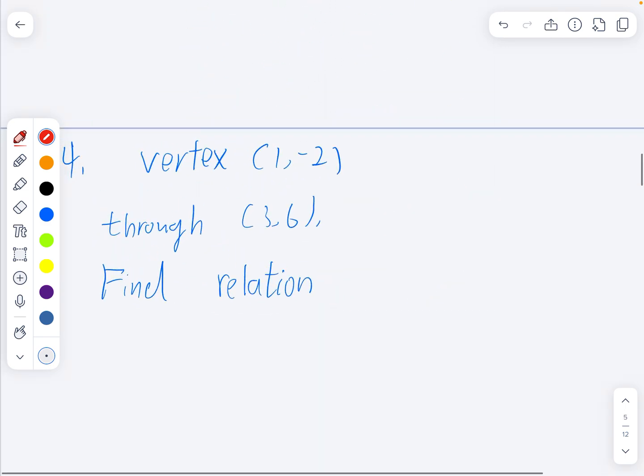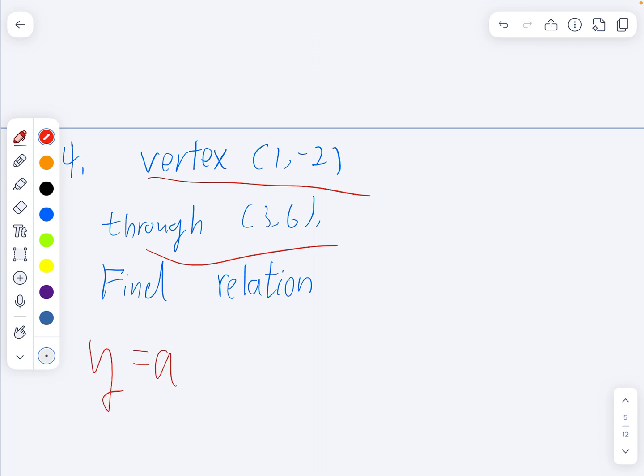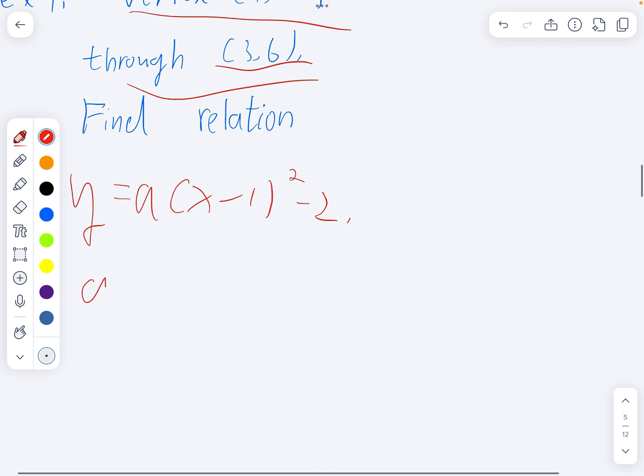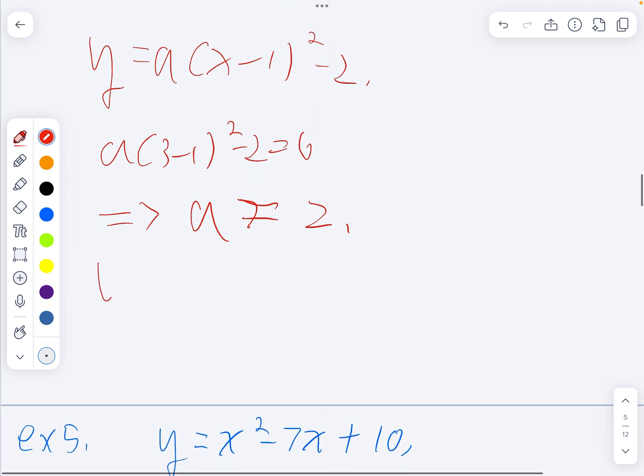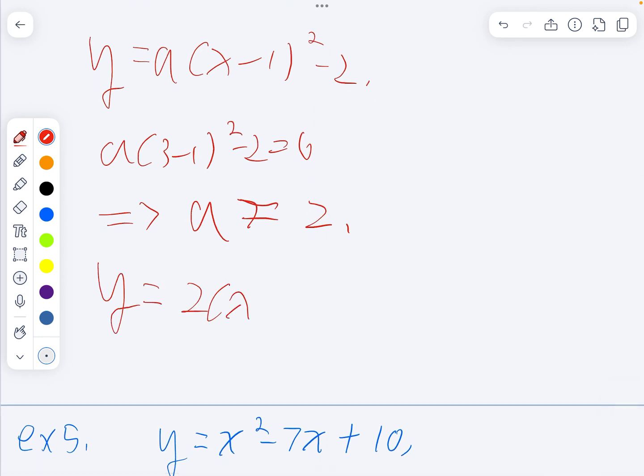Next one. You know the vertex and a point it goes through, so we can write out the vertex form here. Right, and then we put the point here. So we can solve it: a equal to 2. So the final answer is y equal to 2 times (x minus h) squared minus 2.